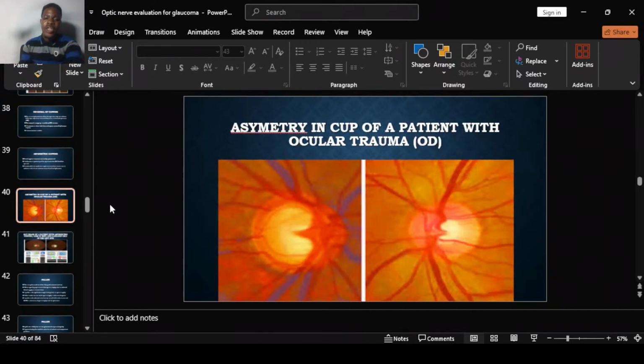This is an image of asymmetry in the cup of a patient with ocular trauma. You see the ocular trauma was in the right eye. You see the cupping; this should be about 0.8 cupping, so large. While for the left eye, it's just 0.4, 0.3 cupping, but you see the difference. It is more than 0.2, and this should call for questioning. Why is this so?